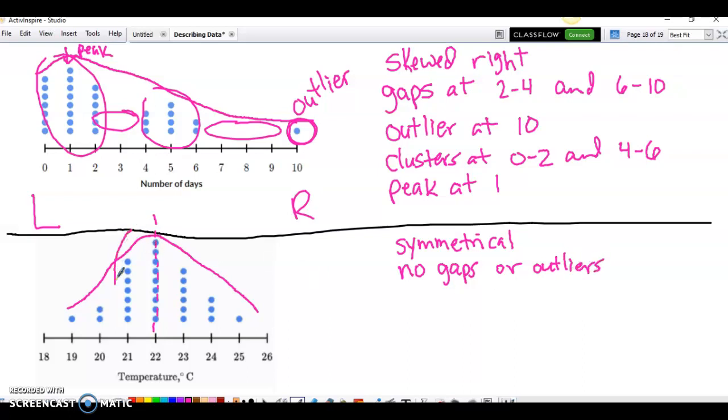We've got a pretty good cluster here. We've got a cluster at, I don't know, 21 to 23. And do we have a peak? Yep, we've got a peak at 22. And I think that covers that guy. All right, two more and we're done.